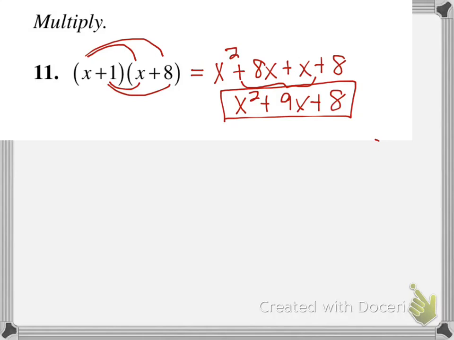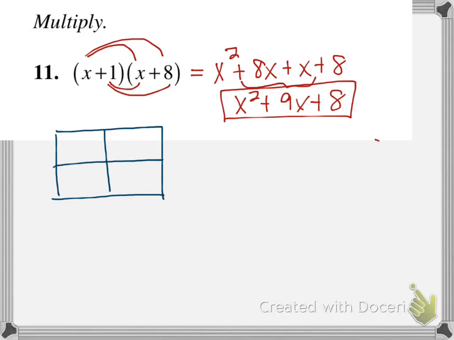Another way to get the answer, so I'm going to show you several different methods, is to use the box method. So in order to use the box method, I'm going to draw a box. I'm going to make it 2 by 2 because I have a binomial times a binomial. And I'm going to take my 2 binomials, and it doesn't matter which one you put on top or on the side. So I'm going to put my x and my plus 1 on the top, with my x and my plus 8 on the side.